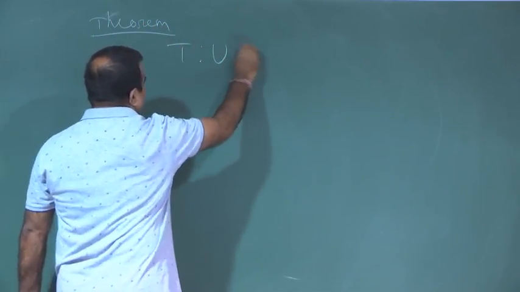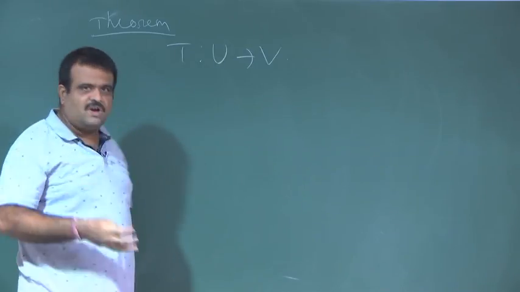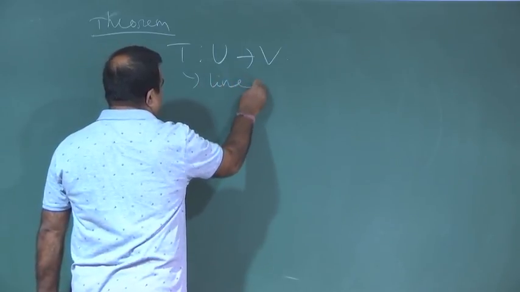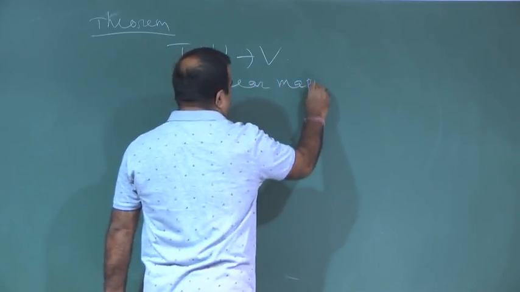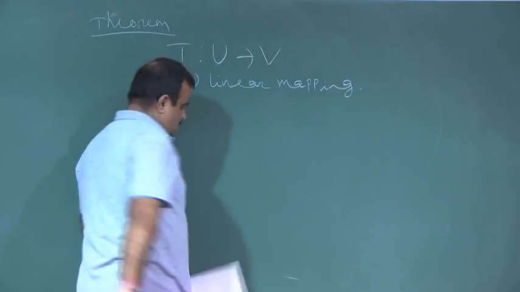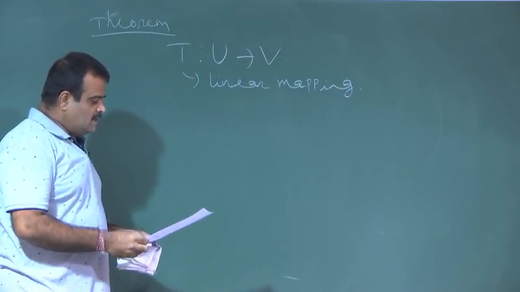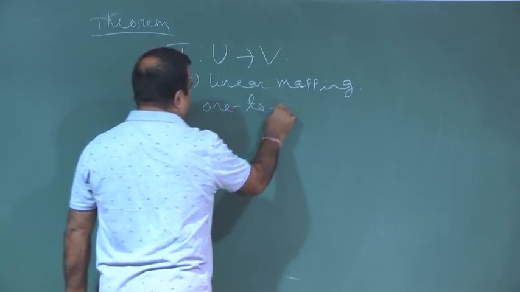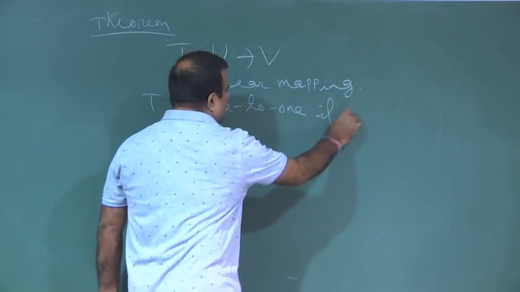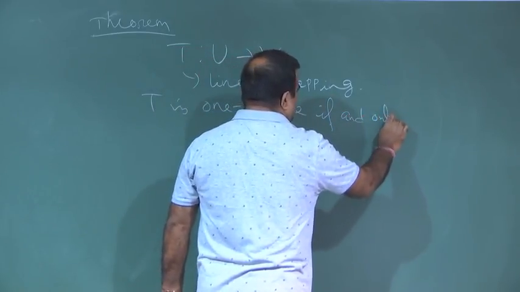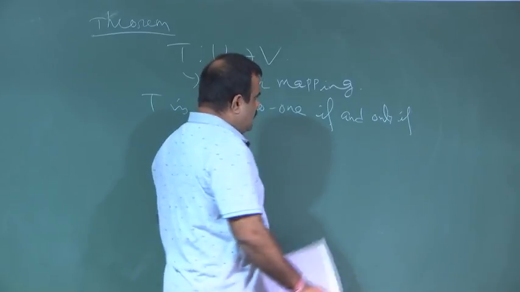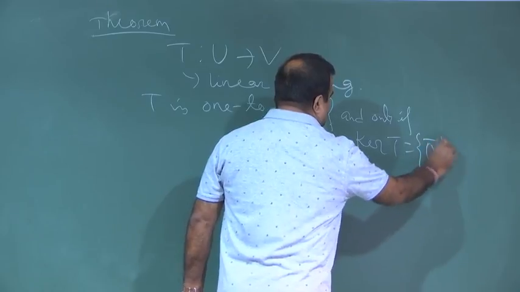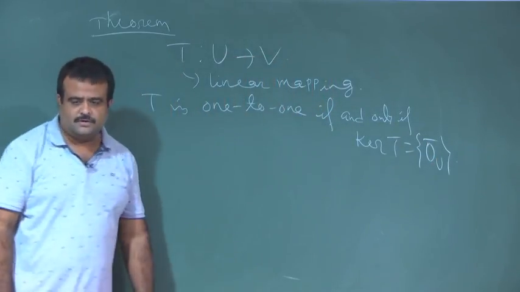Suppose we have a linear transformation T from a vector space U to V, where U and V are over the same field. This theorem is telling us T is 1 to 1, or injective, if and only if the kernel of T is only the 0 vector of U.